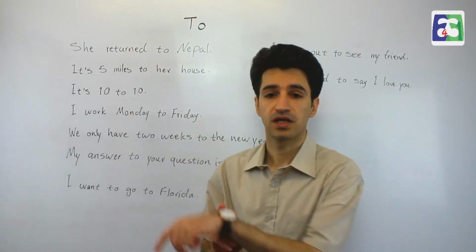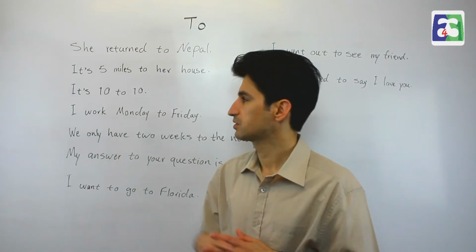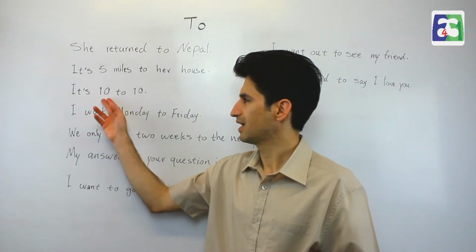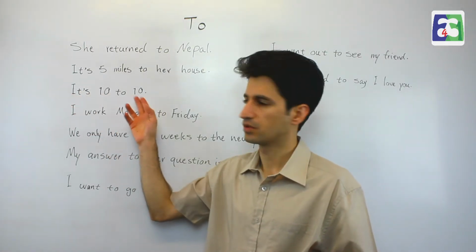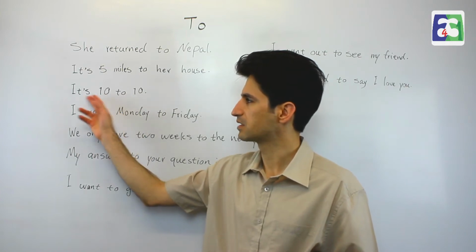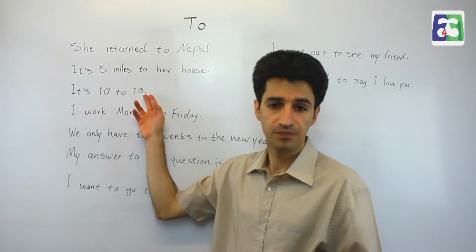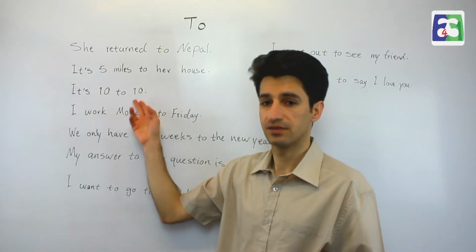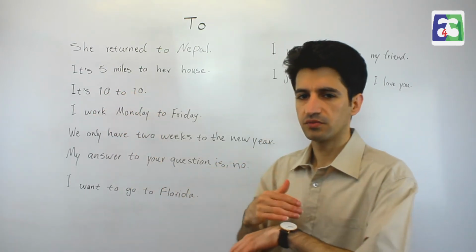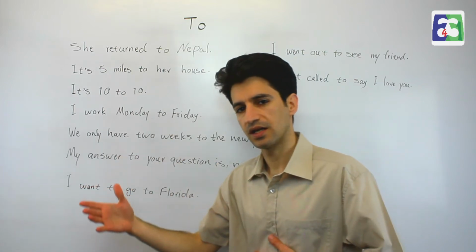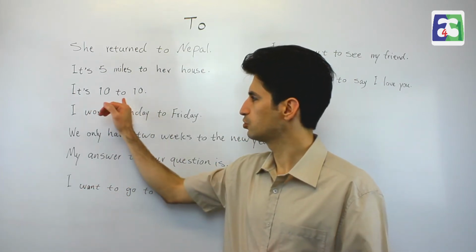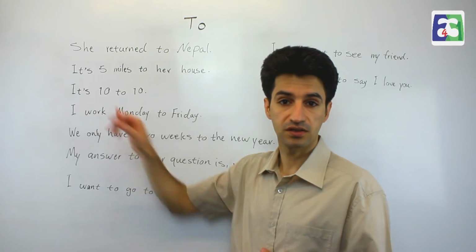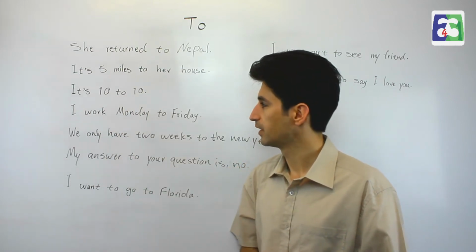And also telling the time. When we are telling the time, for example, I say it's 10 to 10. This one is the minutes and this one is the clock. It's 5 minutes to 10 o'clock. It is 10 to 10. So it is the remaining minutes to the next hour. So we use "to" over here as well. That's another area that we use "to".